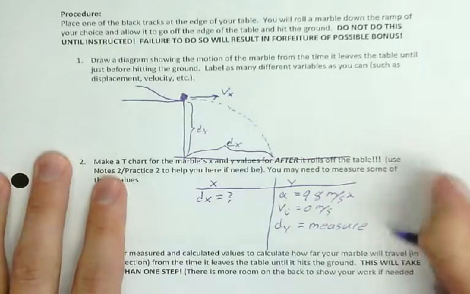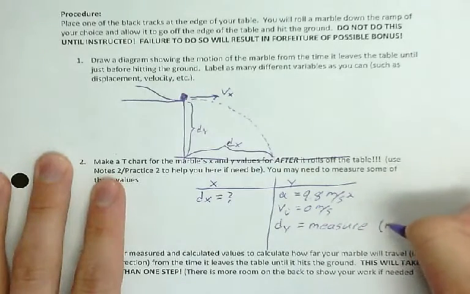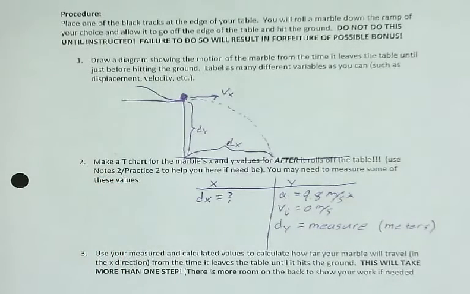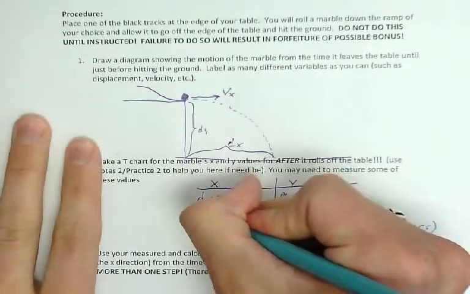Be really careful. It needs to be in meters, not centimeters. Make sure you measure in meters, not centimeters. Okay, there's one more thing we're going to need to measure. What else do we need to measure to do this? What do we think? What else do we need to measure? We need to measure how fast it's going.